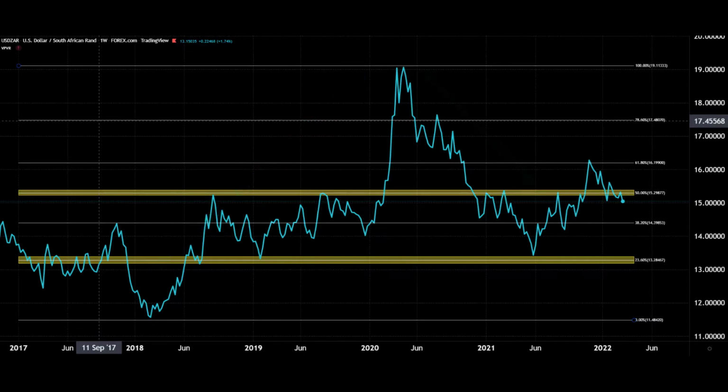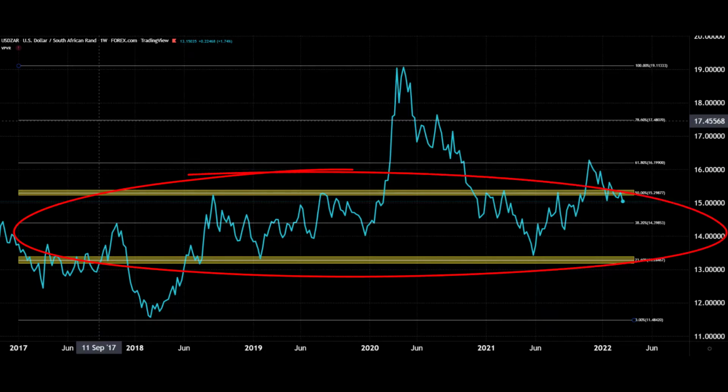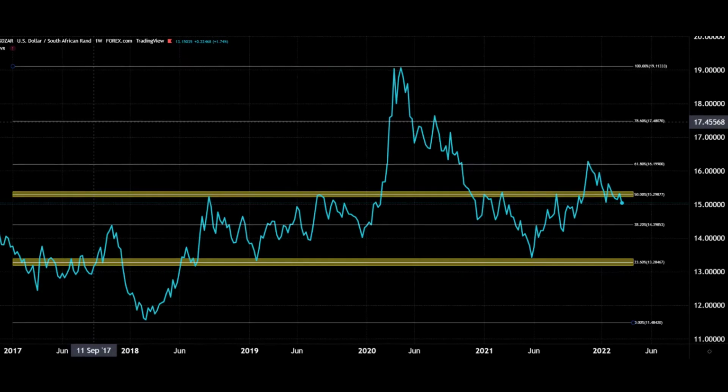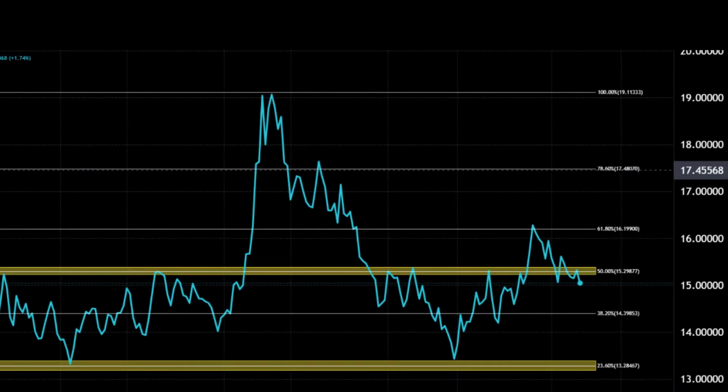Then the weakness kicked in, picked up again mid 21, and then sort of peaked around the early 16s and pulled itself back down. And the highlight of the chart is those two yellow line areas that I've covered in, and you can see the price action over the last 3, 4, 5 years loves it between 15.5 and just over 13, and it's pulled back into that zone now.